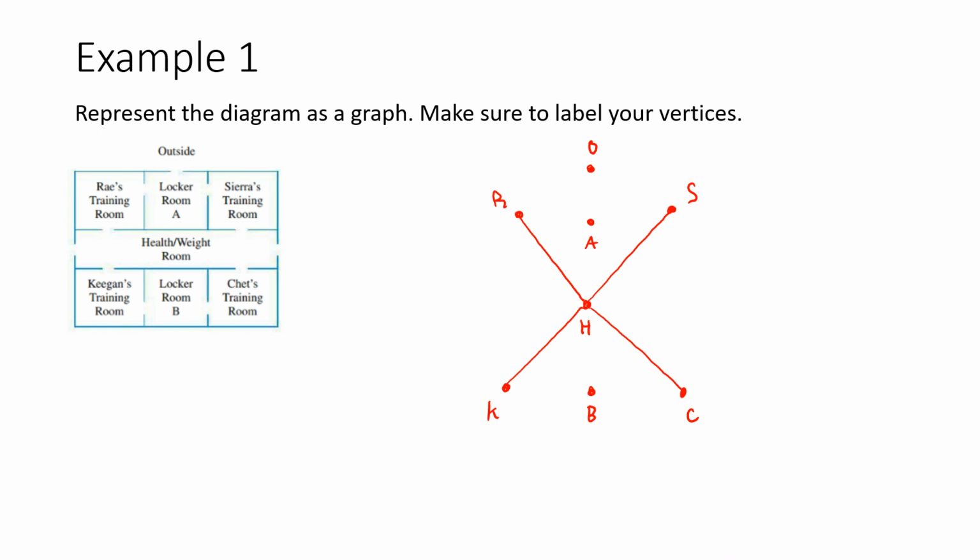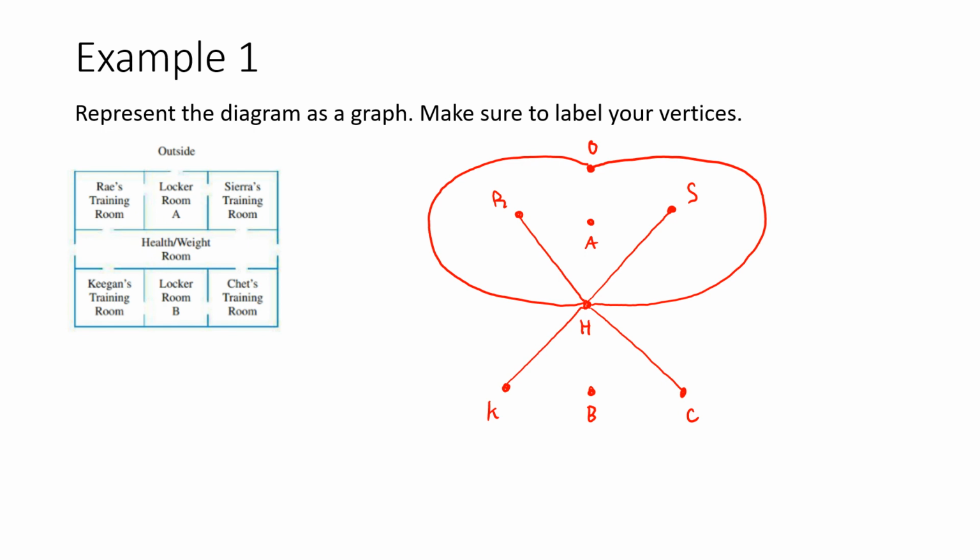On the left, we can go outside. On the right, we can go outside. Do we have to count both those doorways? Yes, we do. And outside's all the way up here, right? So this is going to look kind of funky, but we got to connect them. We're just connecting the health and weight locker room to outside, okay? But outside's just 1 point, so they all have to go to the same point.